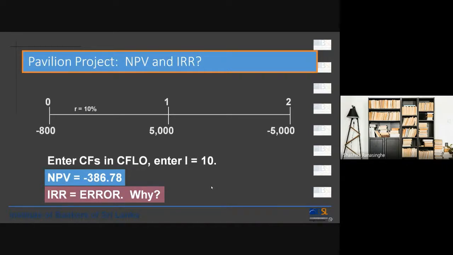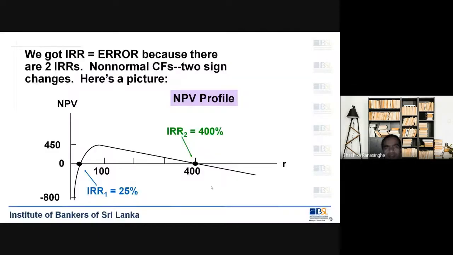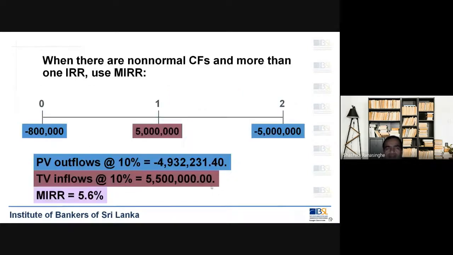Now for this project, if the cost of capital is 10%, your NPV will come as 386, but you won't get an IRR. The reason is the cash flows are non-normal. You'll get, in fact, multiple IRRs, two IRRs: an IRR at 25% and a second IRR at 40%. So IRR becomes meaningless, nonsensical. We got IRR as error because there are two IRRs, non-normal cash flows, two sign changes as explained in this picture. If the cash flows are non-normal, you have multiple IRRs, which is a problem. So to address that problem, we use modified IRR.